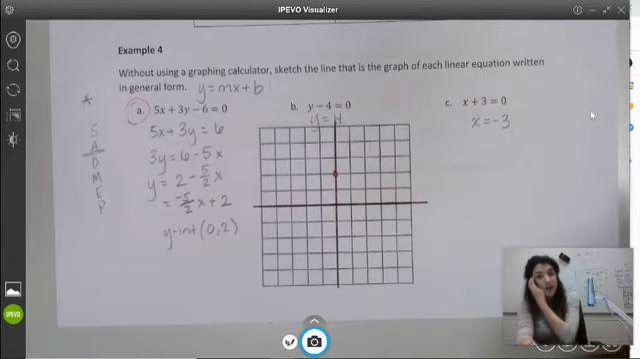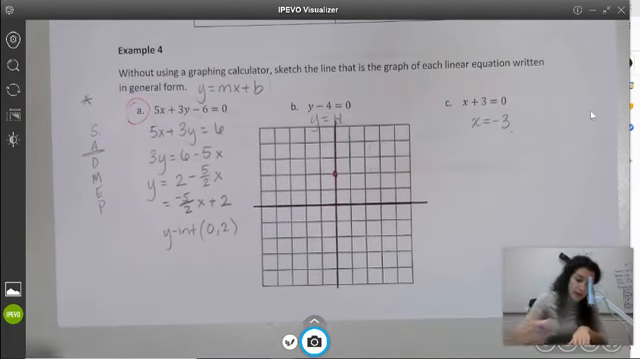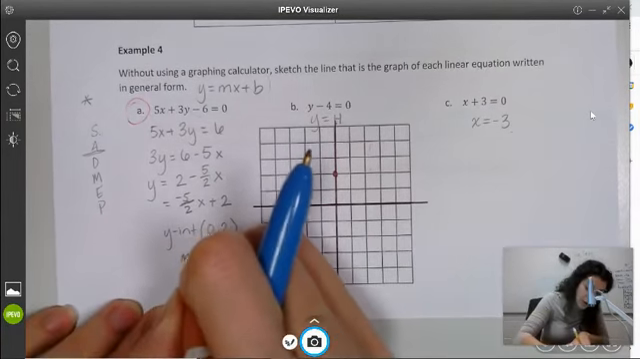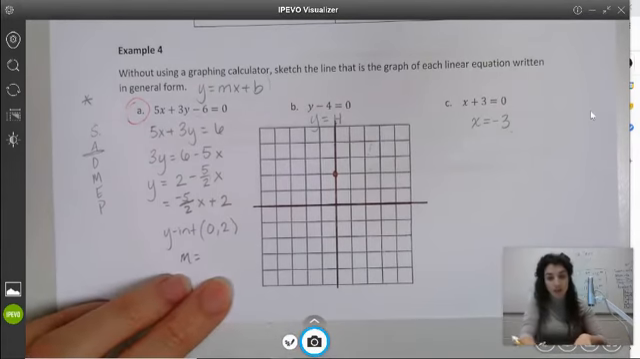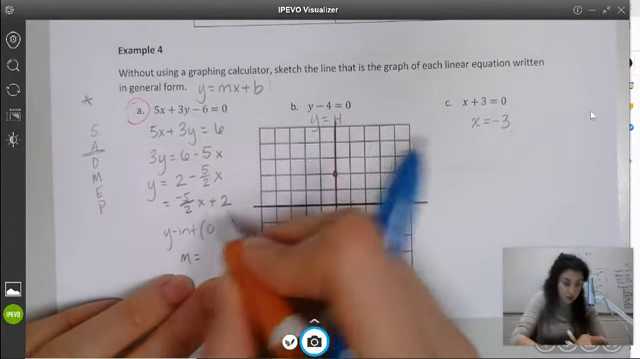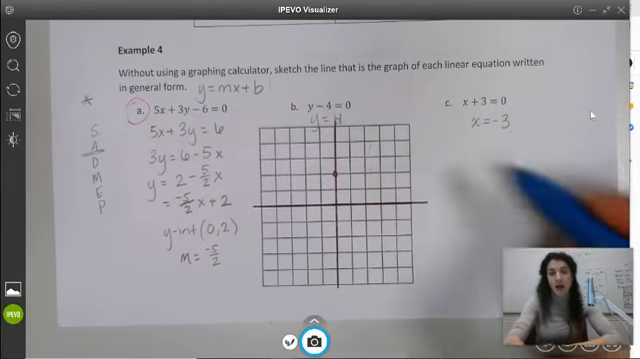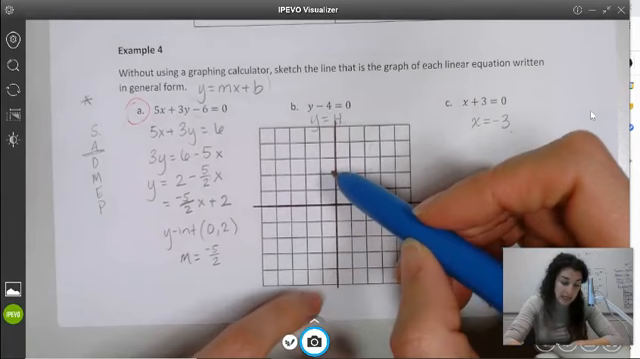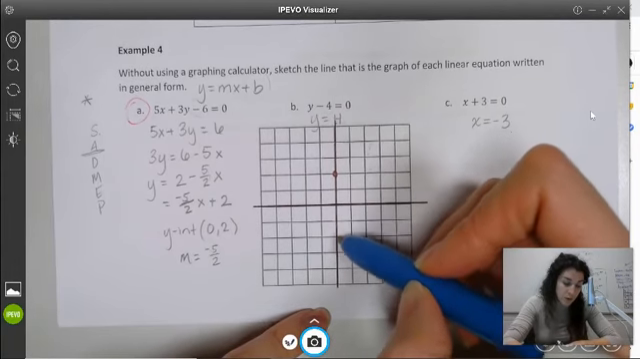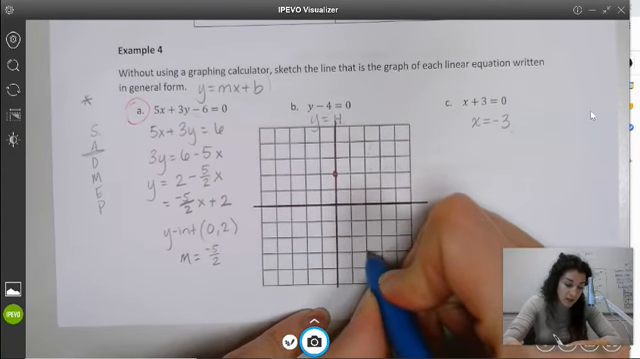And then I need to go ahead and start counting my slope and find a second point. All lines require 2 points in order to be defined. So if my slope is -5/2, that means that I go down 5 and right 2. So I can count here: down 1, 2, 3, 4, 5, right 1, 2.